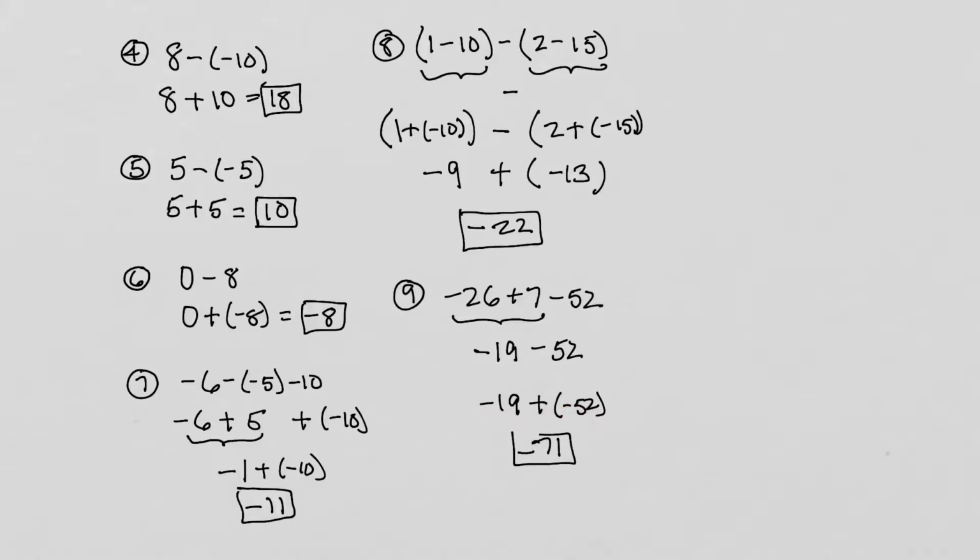So we'll say that what we started with, negative 26 plus 7, that was negative 19, subtract 52, altogether we get negative 71.